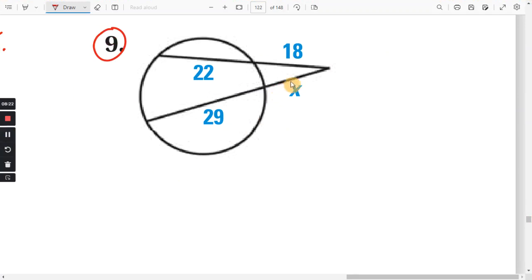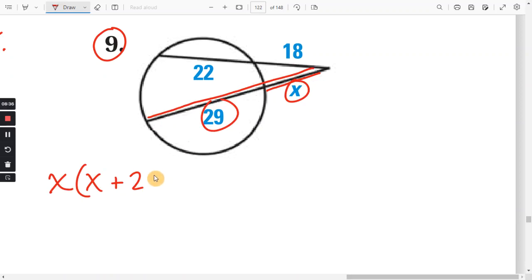We have the external segment, that's x, times the entire segment, that's going to be x plus 29. All right, make sure you use parentheses. And that equals the external segment, that's 18, times the entire segment, that's 22 plus 18.